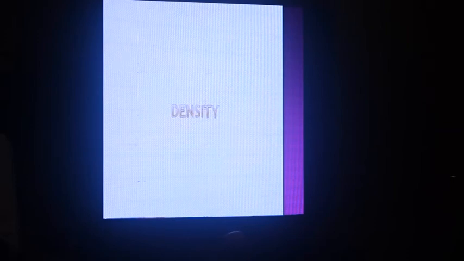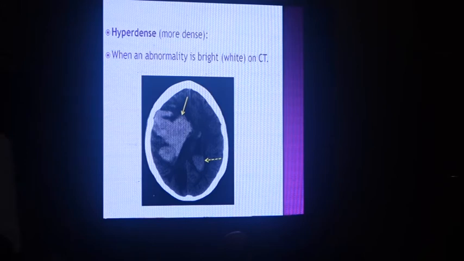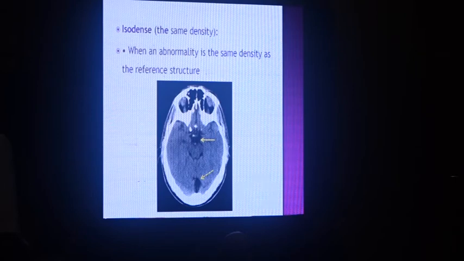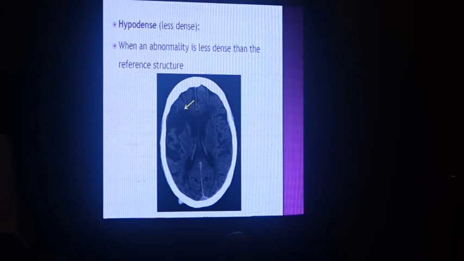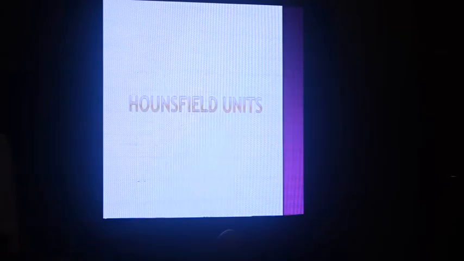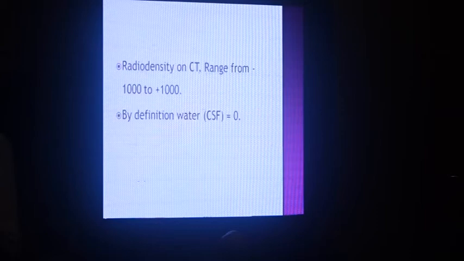Terminology: hyperdense means more dense; isodense, when the abnormality is the same density as the reference structures; hypodense, when an abnormality is less dense than the reference structures. Hounsfield units are basically the CT units. We take CSF as 0 units, and CSF is equivalent to water. So water is 0, bone is plus 1000 and air is minus 1000.